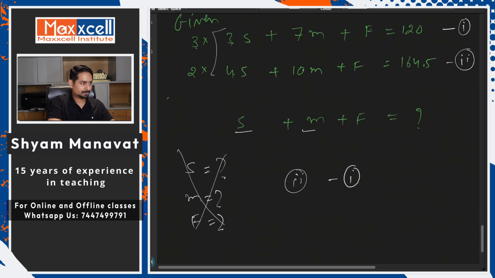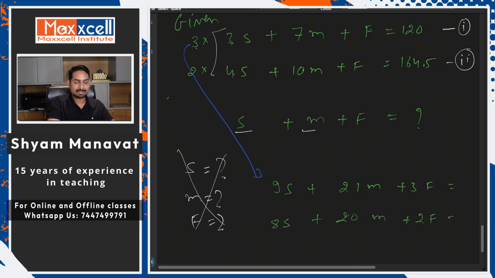3 3s are 9. Now equation number 1 will look like what? It will look like 3 3s are 9, 3 7s are 21, m, 3 into f is 3f. And 2 4s are 8, 2 10s are 20 smoothies, and 2 into f is 2f. I will tell you the number also at the right hand side, but first look at this.